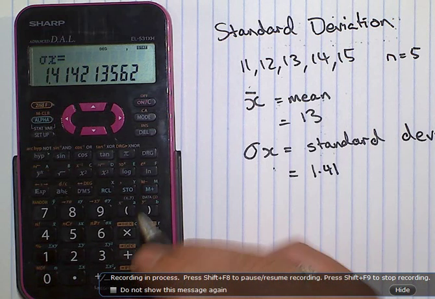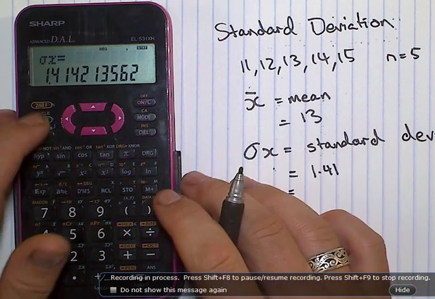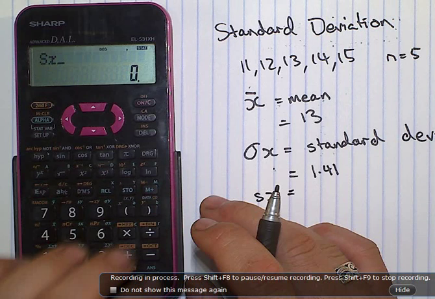Sx is the sample standard deviation, which is found in the same method. 1.58.